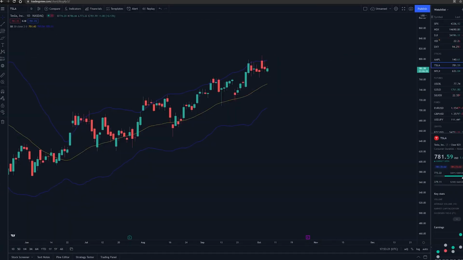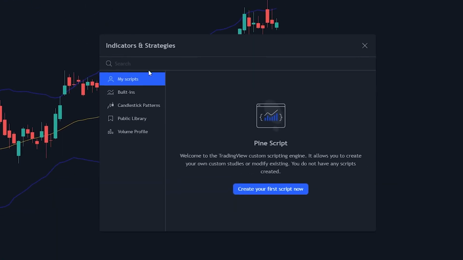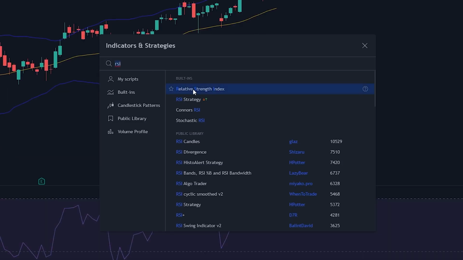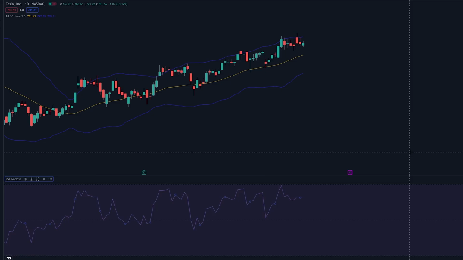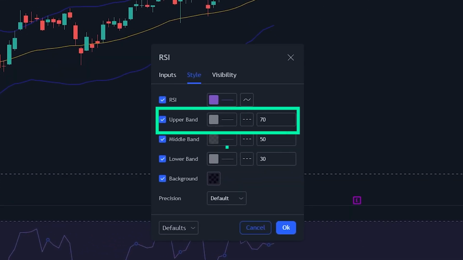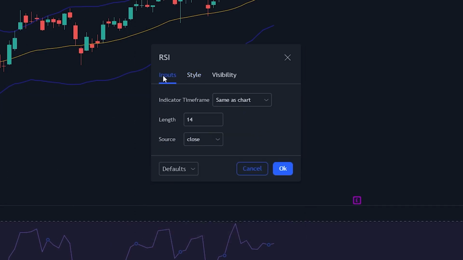Alright, we got the Bollinger Band set up, now let's add RSI. To do this, just go to your Indicators tab, type in RSI, and then click this top one that says Relative Strength Index. Now that we have RSI added, let's modify the settings a bit. Make sure the upper band is set to 70 and the lower band is set to 30. Then the length is probably set to 14. For this specific strategy, we want it to be set to 13.